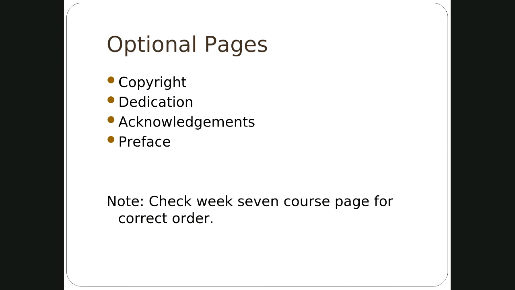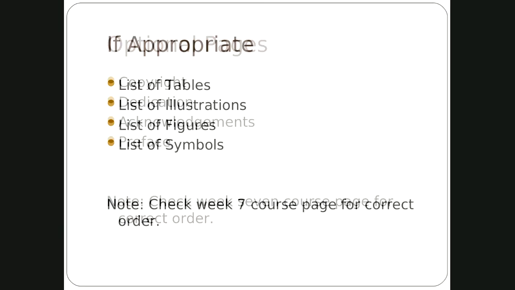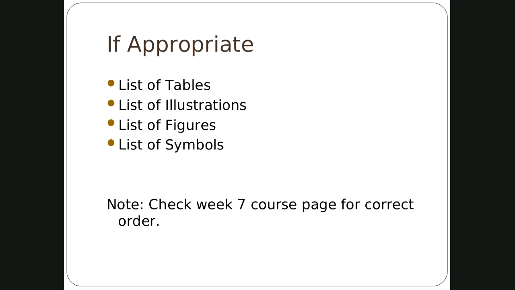Don't forget that there are several kinds of optional pages you can include if you want to. That's the copyright, dedication, acknowledgments, and preface. Again, if you have any of these items, then you have to include them in your preliminary pages. If you have a table, you need a list of tables. Illustrations, you need a list of illustrations. If you have any figures, even one, you have to have a list of figures. If you have even one symbol, you have to have a list of symbols.